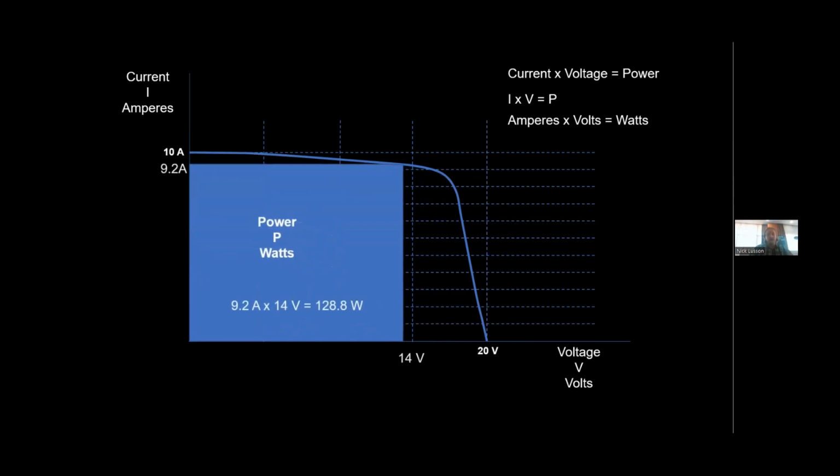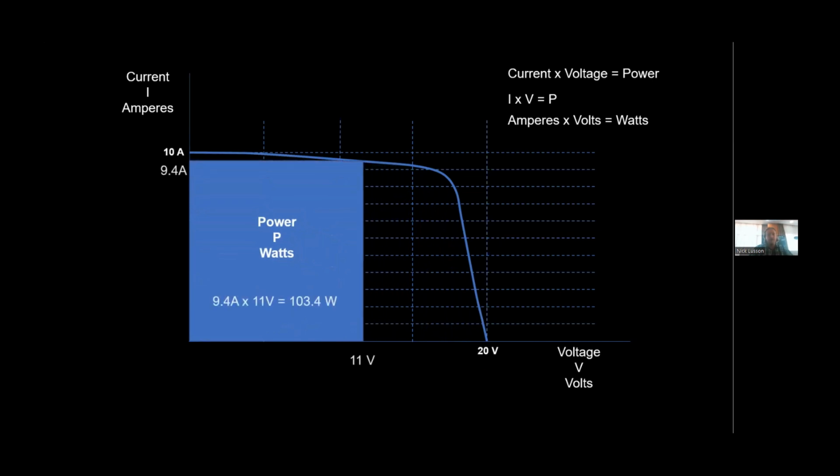So I'm just going to go back and forth a few times so that we can get this concept. Current is the amperes. It's the letter I, and it's also the letter A. Voltage is the letter V. Here we can see I times V equals P. The current times the voltage gives you the power, which is watts.